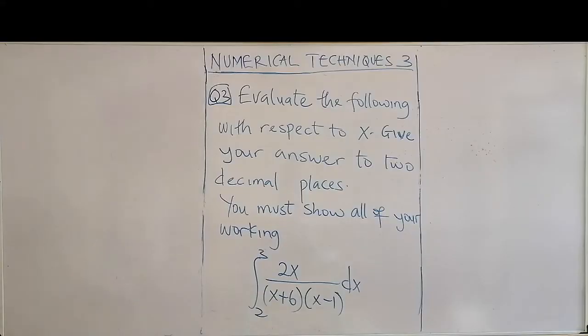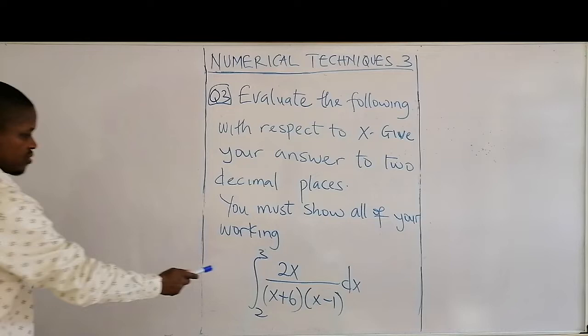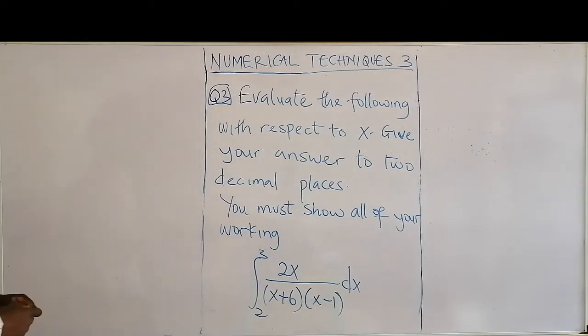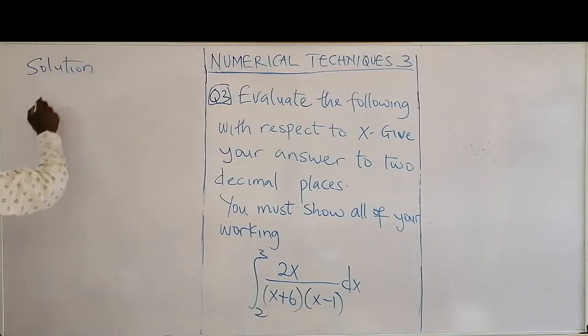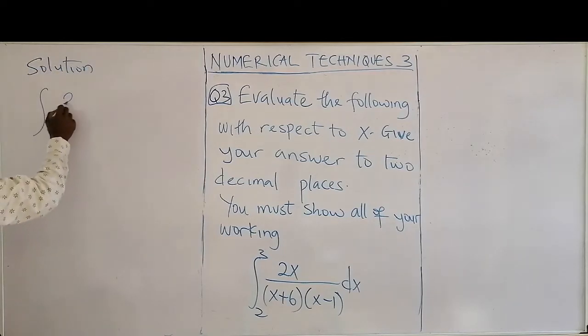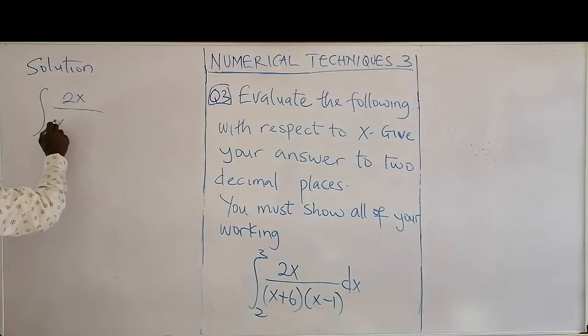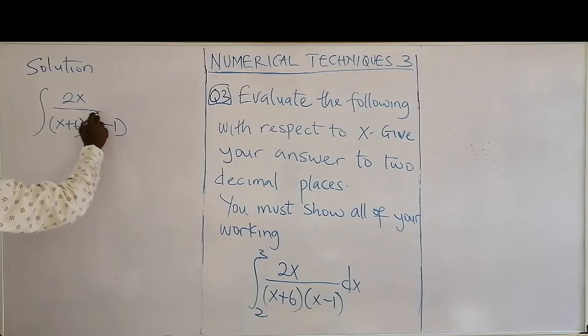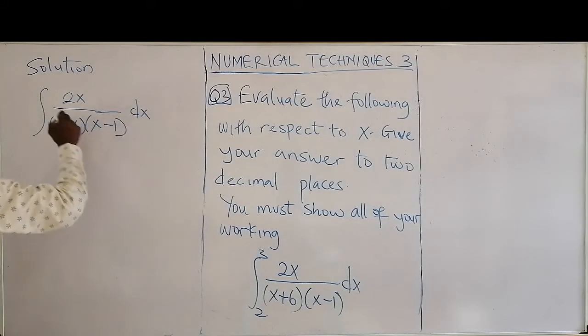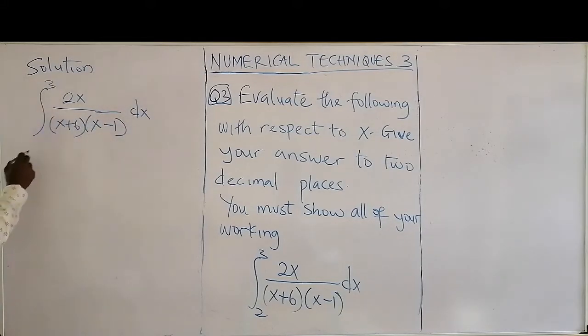Question 3. Evaluate the following with respect to x. We have this integral here, so let's go straight to the solution. The solution is the integral of 2x over (x plus 6) times (x minus 1) dx, with upper and lower limits of 3 and 2.